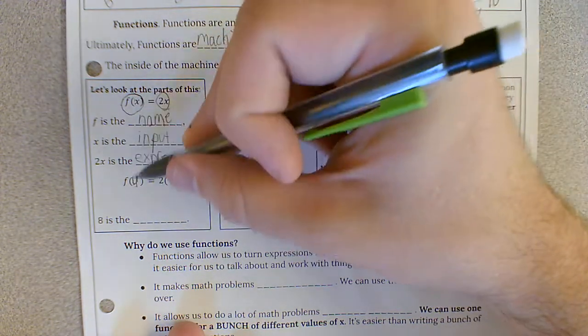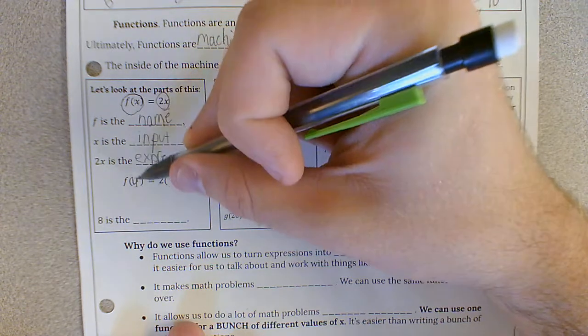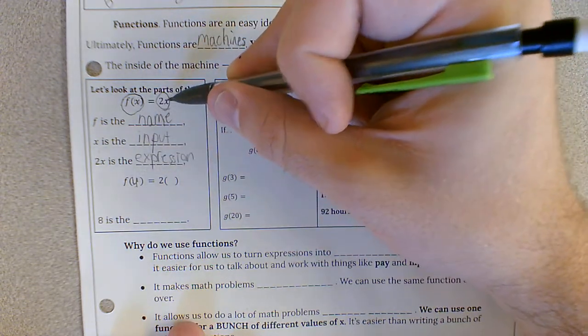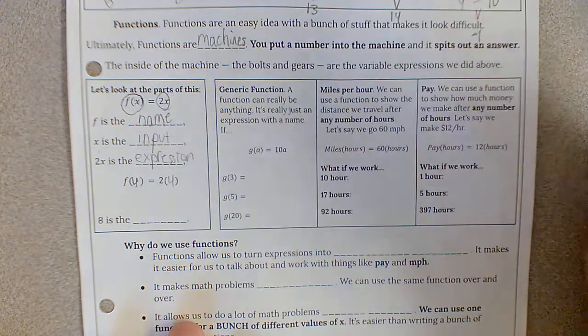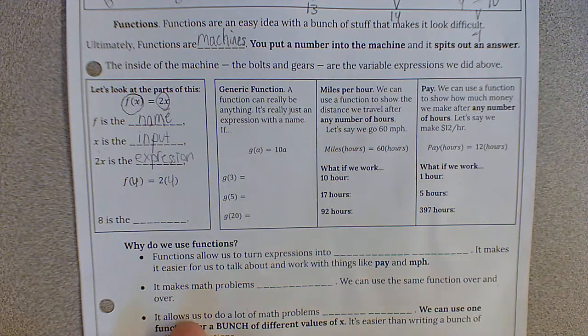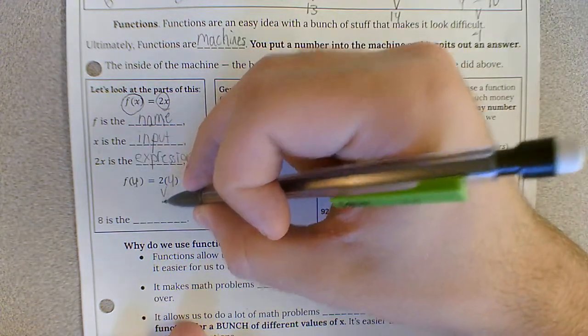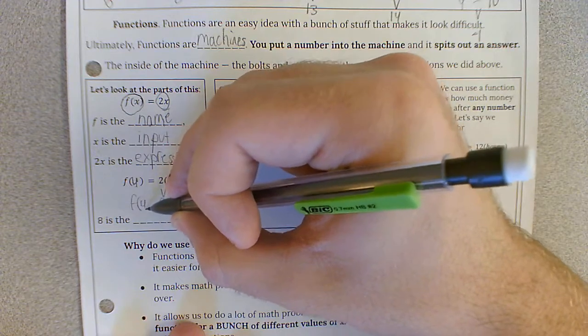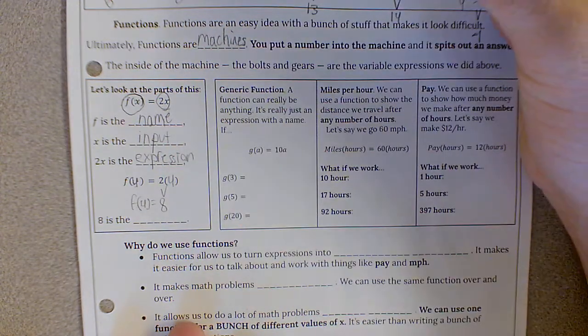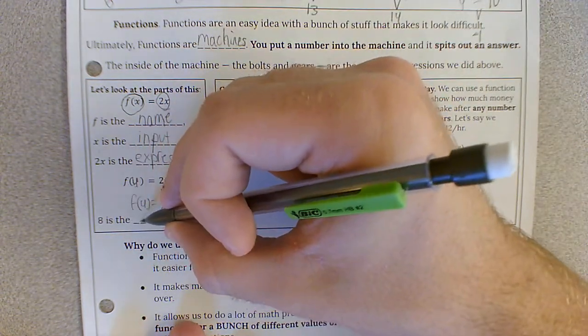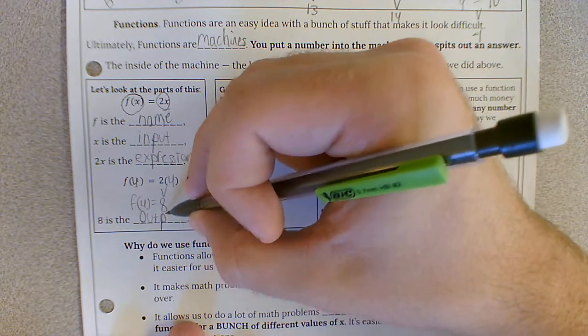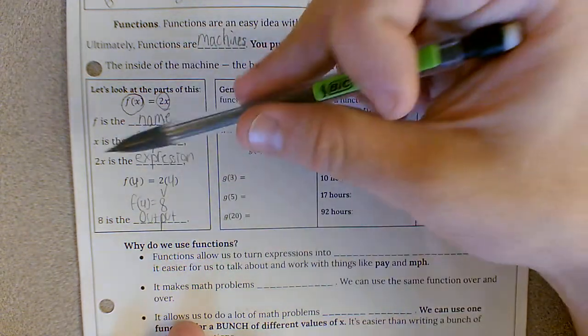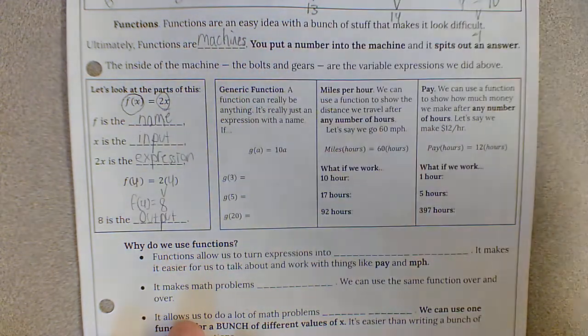Since 4 replaced this x here, I'm also going to replace x here with 4. Okay? Then I simplify. This turns into 8. And I say f of 4, I keep the f of 4, equals 8. 8 in this case is the output. So it's coming out of the function. We plug in an x, we got out 8.